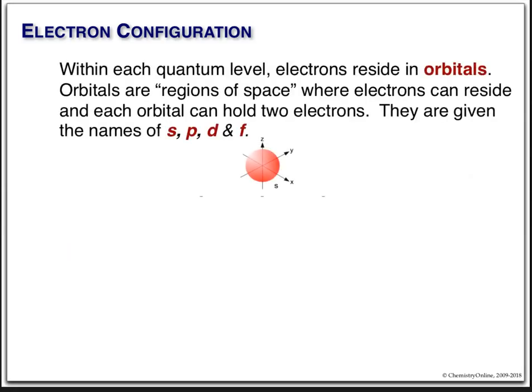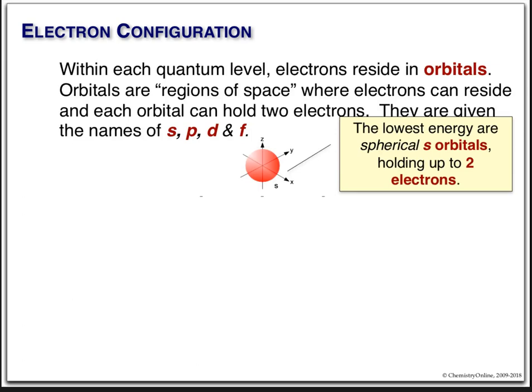Now, within each quantum level, electrons exist as sets of either 1 or 2. They live in what are called orbitals. Orbitals are just regions of space where this electron lives. The simplest orbital is an s orbital. Again, every orbital we'll see can only hold 2 electrons, no more. This is a sphere, basically, spherical symmetry. It's an s orbital, and again, 2 electrons.